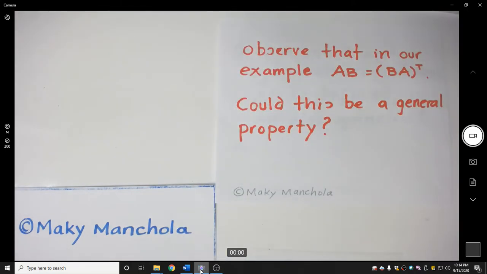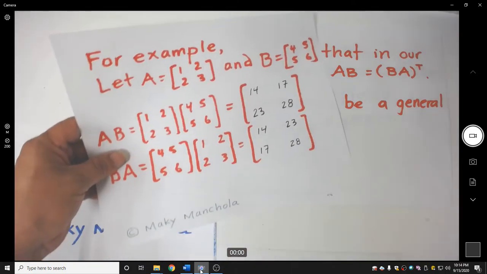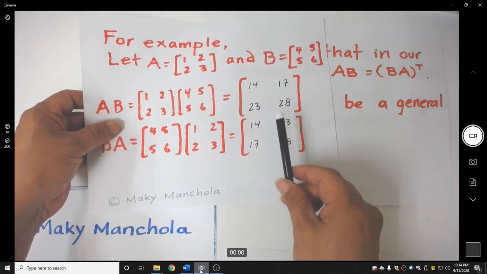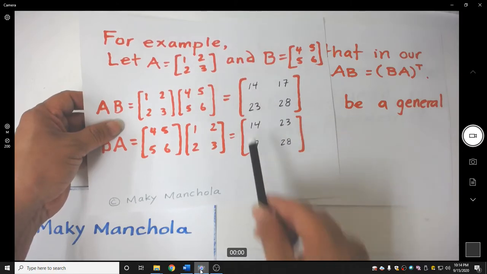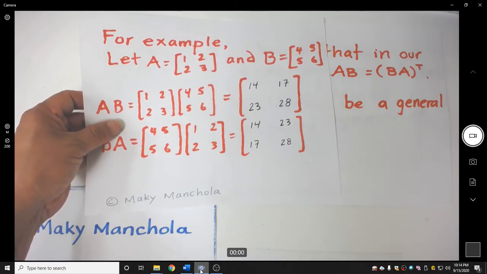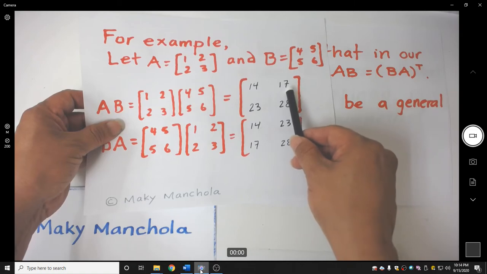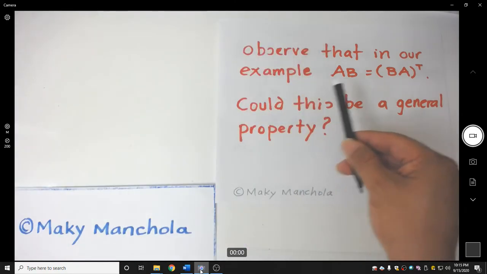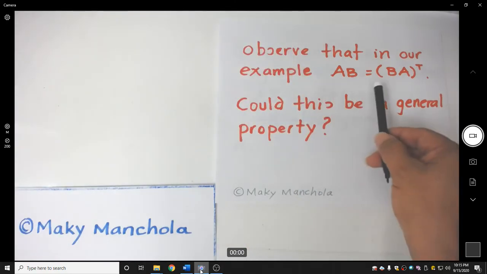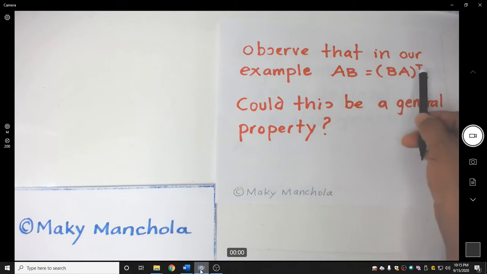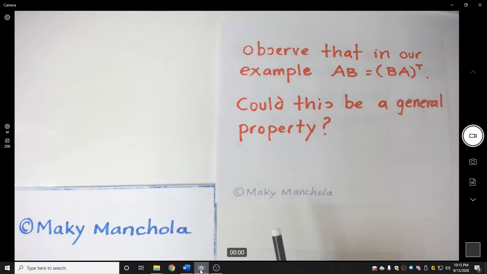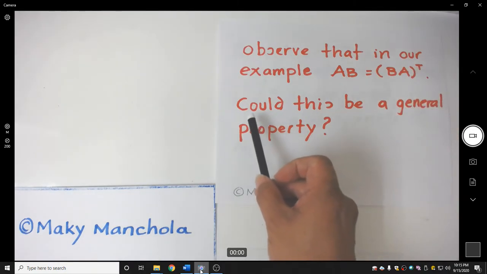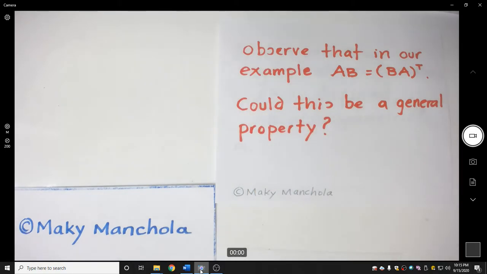Now, in this example, do make the following observation: if we compare these two results, you realize that AB and BA are simply transposes of each other. So observe that in our example, AB equals the transpose of BA. Now, here is an interesting question. Could this be a general property?